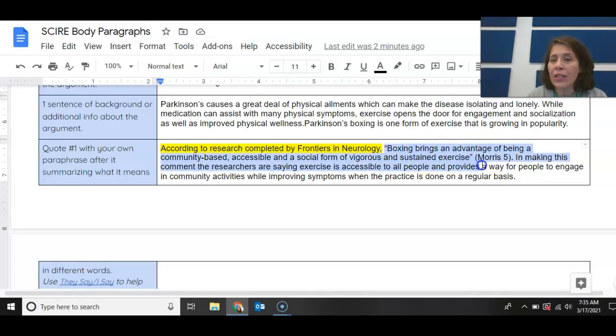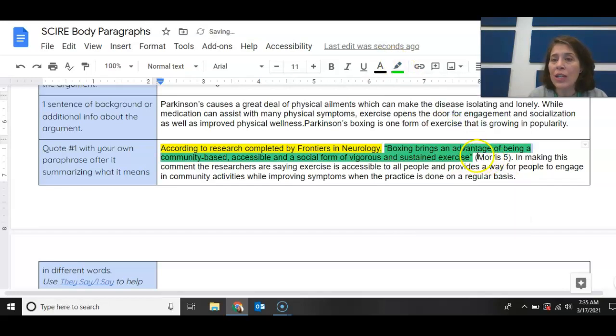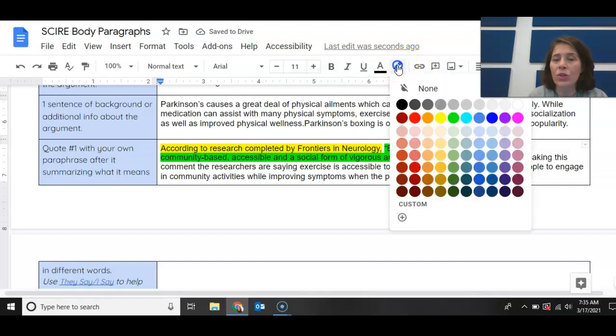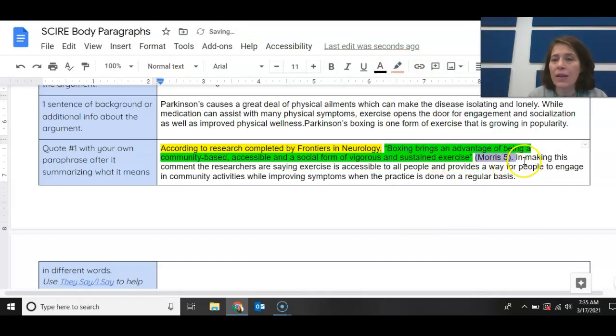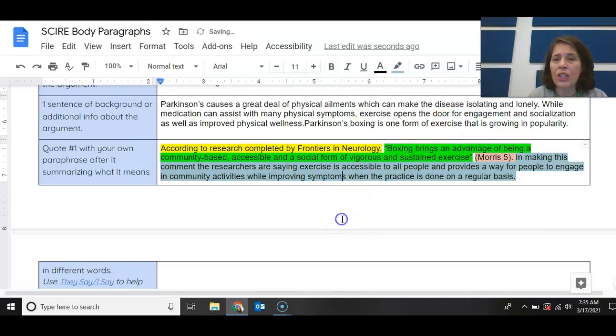So you have several things here. I want to make sure that you see each of the parts because you need each of these parts, okay? So I'm going to highlight each one separately so that you can see what I did, because you will be doing all of these parts as well, okay? So let's just take a look at it one more time. I have the lead in, I have the quote itself, I have the citation, and then my own summary. You're going to do that one more time with your second quote, okay?